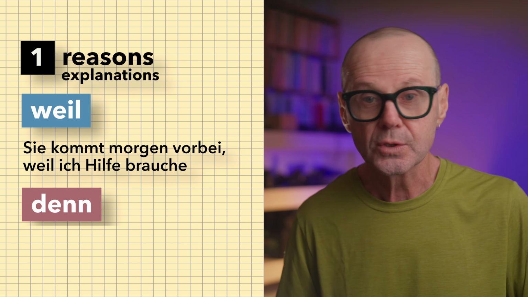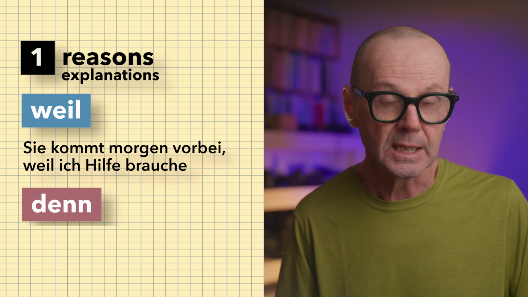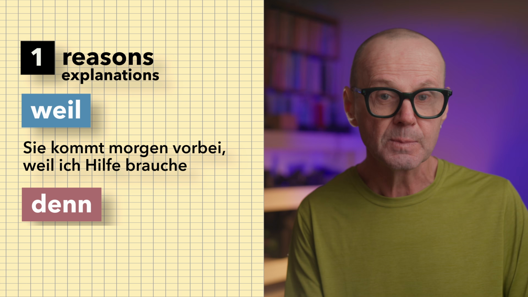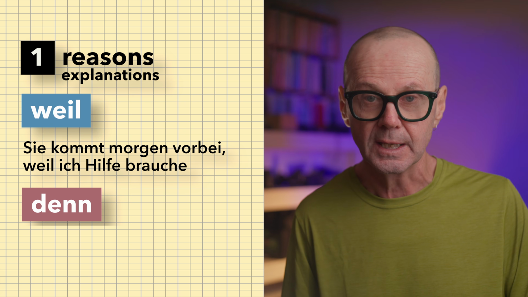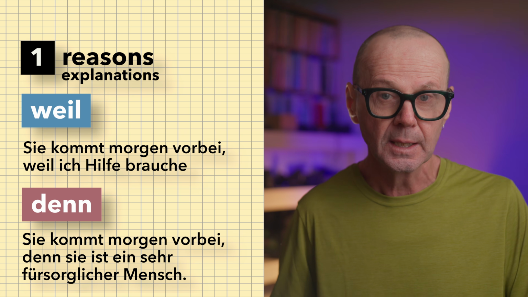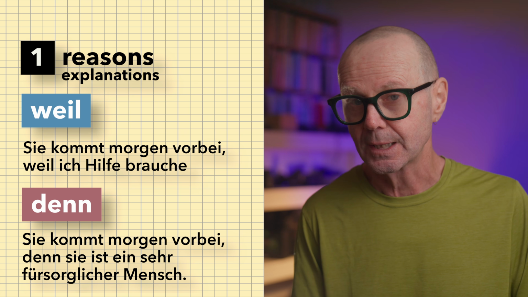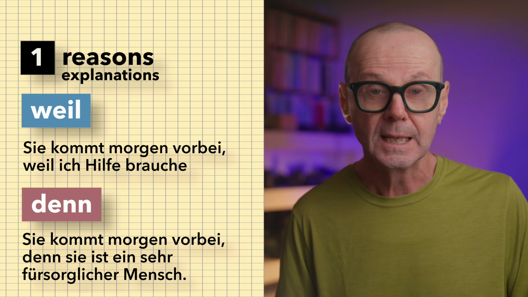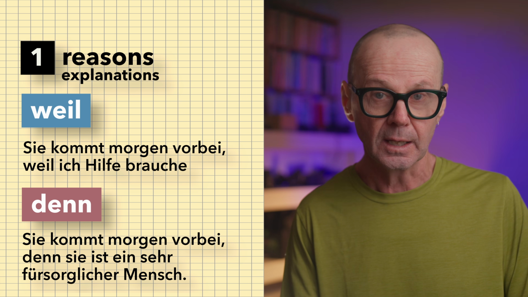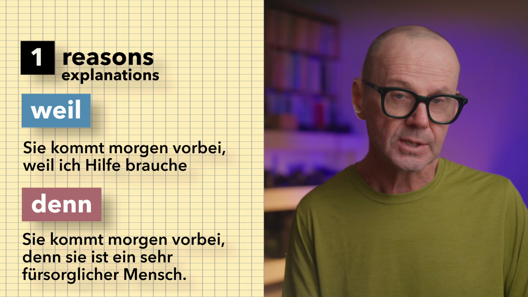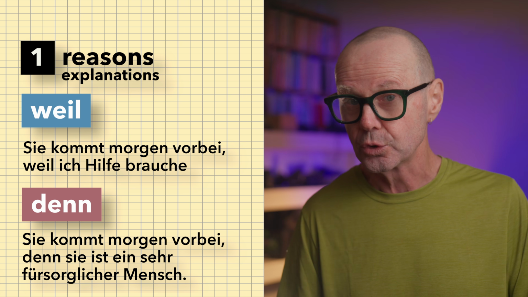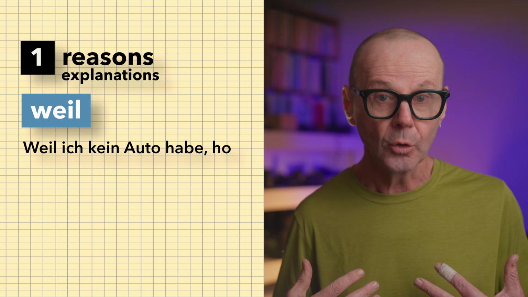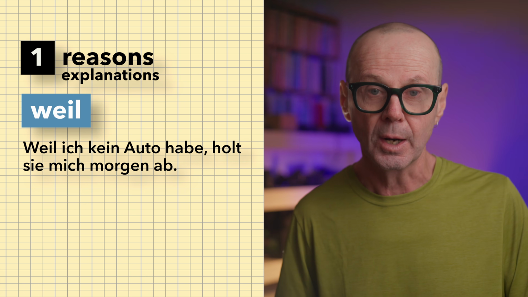Of course, you could also use denn, which is perhaps easier to use, but it's actually not used as often when we're speaking and is maybe a little bit more formal or literary in nature. Sie kommt morgen vorbei, denn sie ist ein sehr fürsorglicher Mensch. Here we've got two main clauses, and actually this form is a little bit less flexible than weil because you are very unlikely to start your sentence with denn, but you could start your sentence, especially when speaking, with weil. Weil ich kein Auto habe, holt sie mich morgen ab.